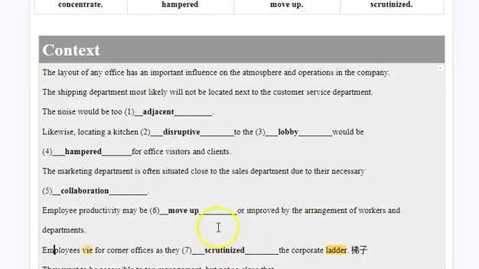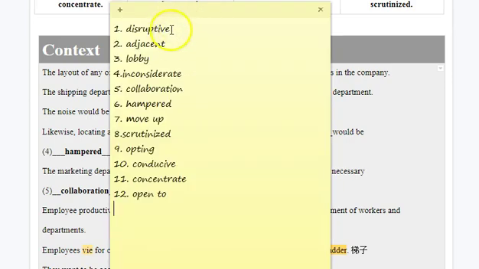Okay, let us now check. Kindly read with your answer.